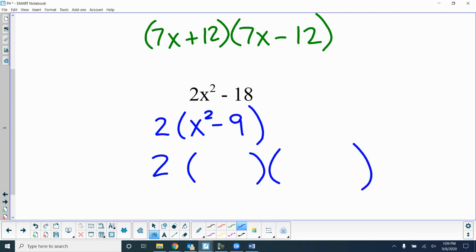What's in the front of both? All right. The square root of x squared is x in the front, square root of 9 is 3 in the back, one's a minus, one's a plus. That easy. Once you recognize it. Questions? Some of you are struggling. Come on. Stay with me. No questions?